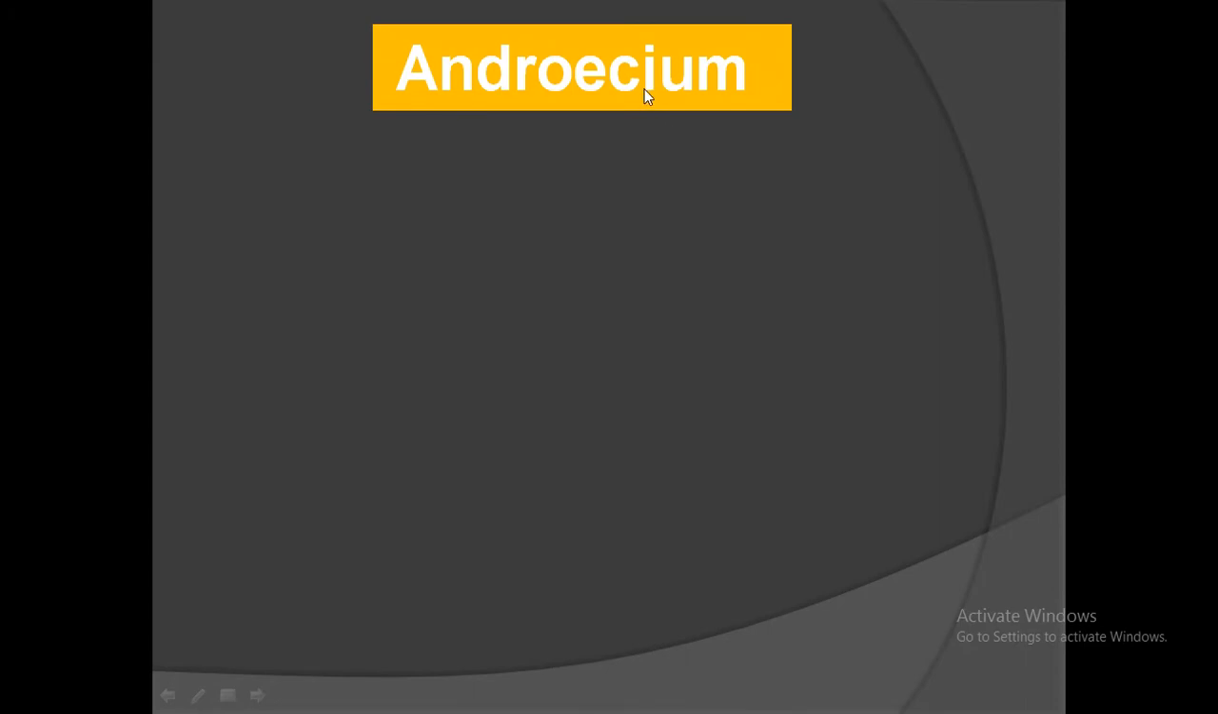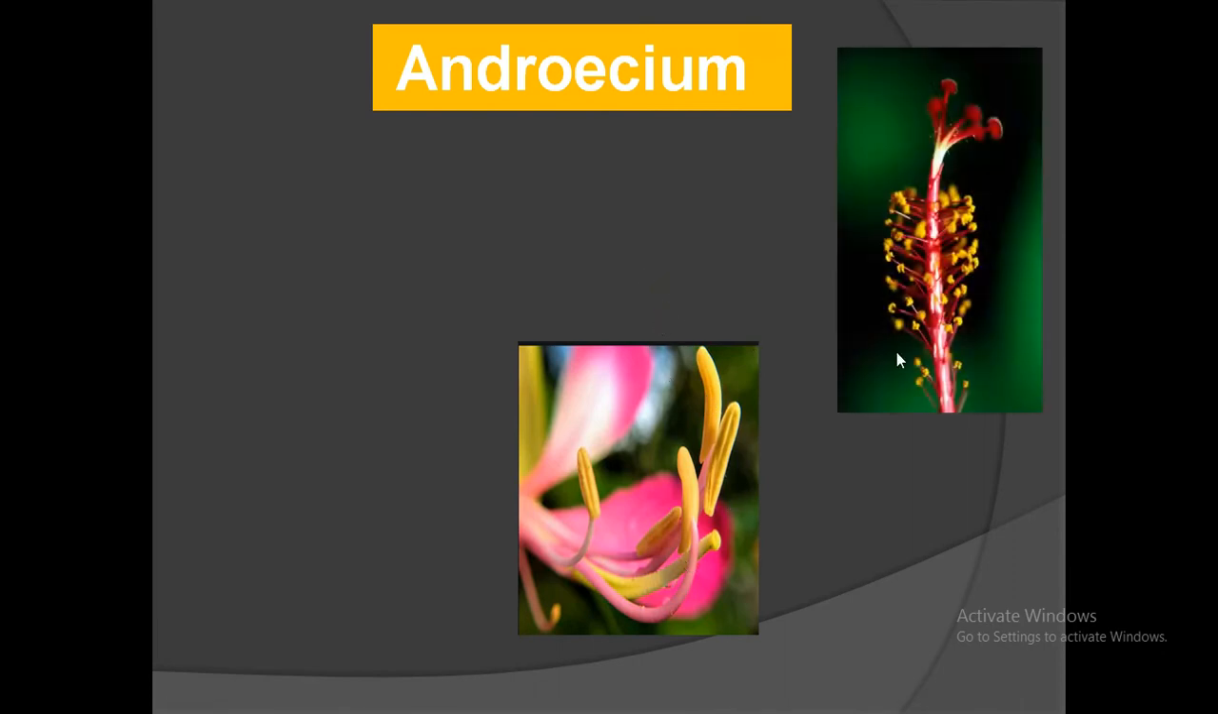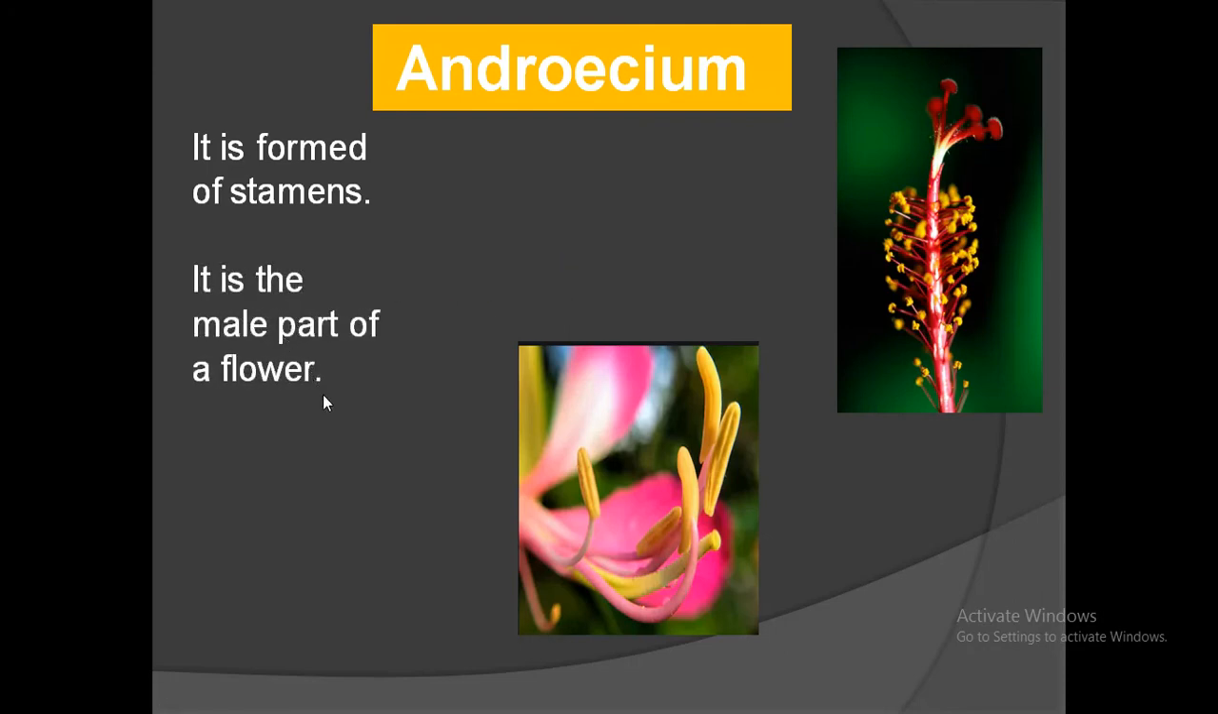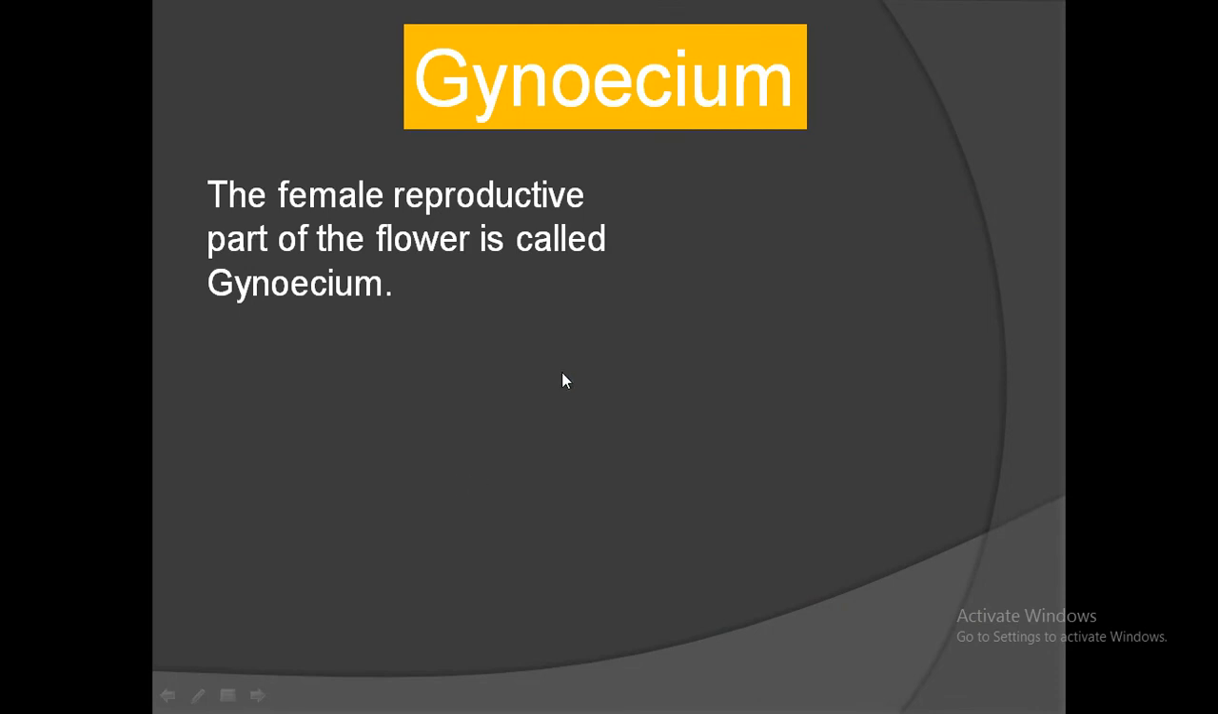The third part is androsium. Androsium is made up of stamens. Some flowers have 5 stamens. Some other flowers have many stamens. Have you seen hibiscus? It has many stamens. What is androsium? Androsium is formed of stamens. It is the male part of a flower. Stamens produce pollen grains. What are pollen grains? Dust like yellow color particles. If we inhale the particles inside our nose, what will happen? We will sneeze.